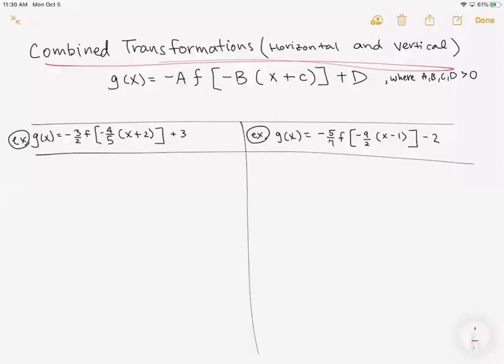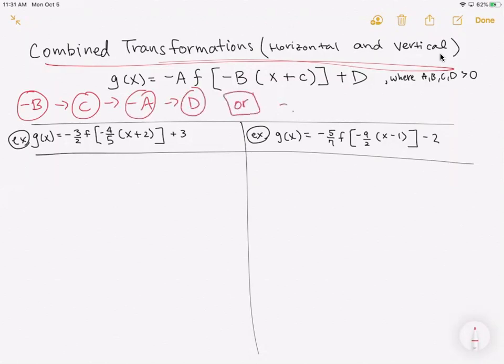In this video, we're going to go over combined transformations of horizontal and vertical stretch, compression, and shift. So if g of x is given where a, b, c, d are positive, then we have to follow in this order: negative b, c, negative a, and then d. Or we can do negative a, d, and then negative b, and then c.